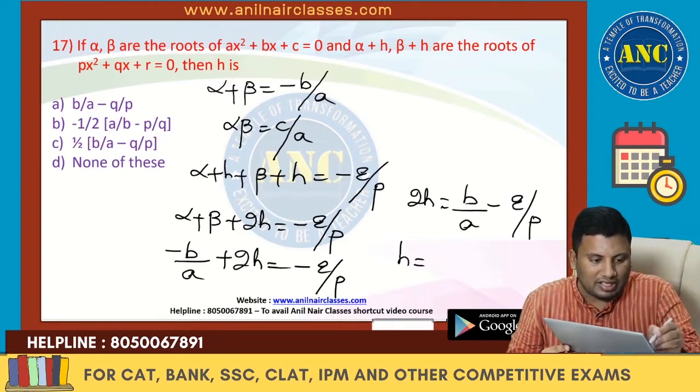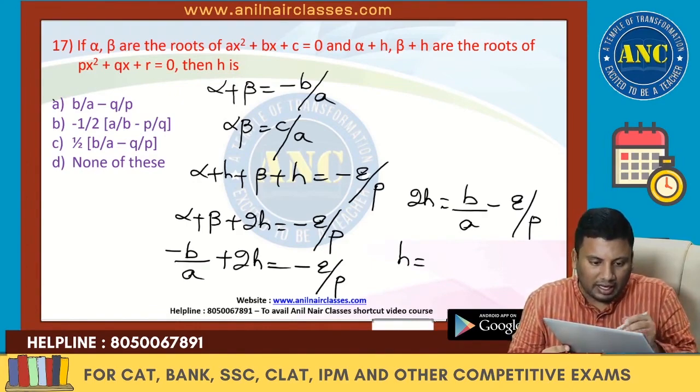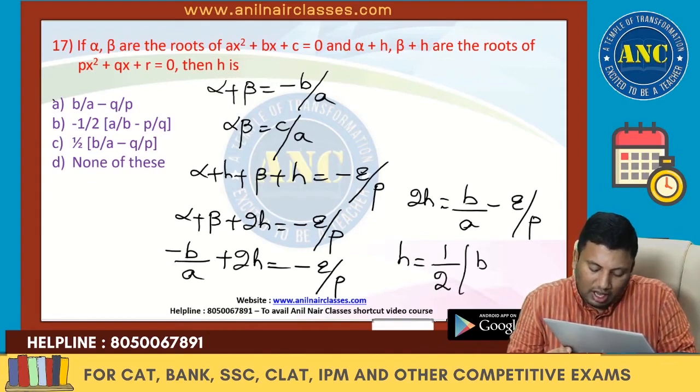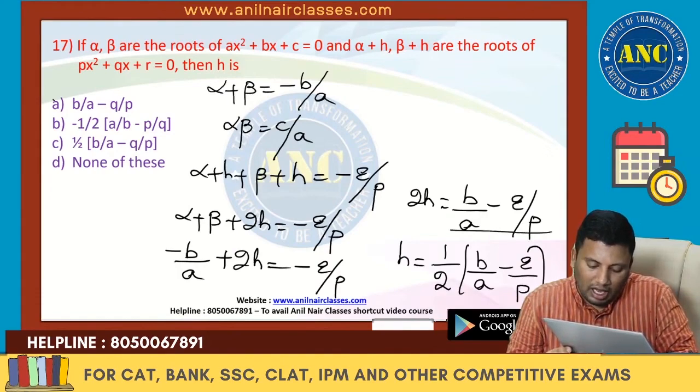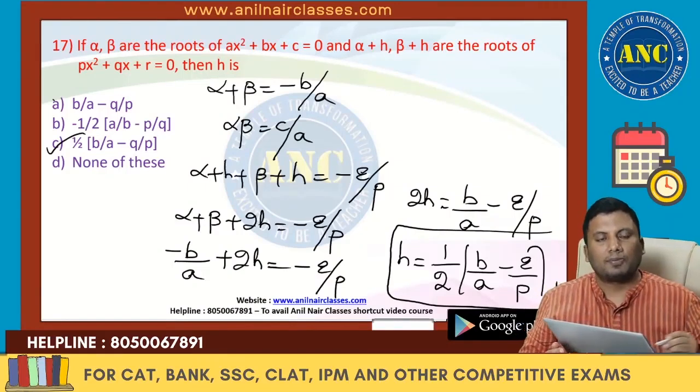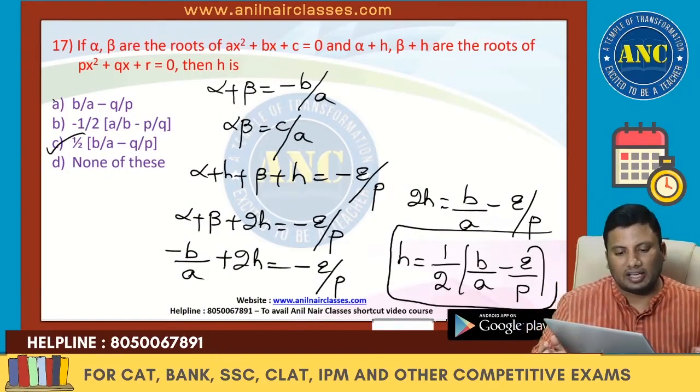Don't tick mark this answer, right? It will seduce you to tick mark option number A. But I got 2h, I want h. h is half of b by a minus q by p. Half of b by a minus q by p. Option number C. I hope it is clear.